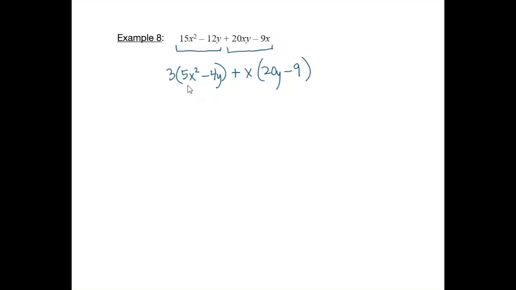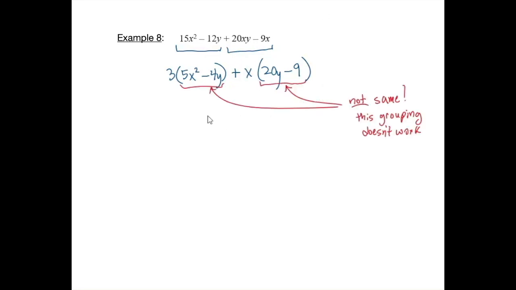Notice here that the expressions inside the parentheses are not equal. So we won't be able to continue factoring this with the grouping that we've used, because we will only be able to factor this out as a common factor if these expressions are equal. So let's try changing the order on these terms and get a different grouping. You can look at different pairs to see what kind of common factors you can get. The 15x squared and the 20xy have a common factor of 5 and x. The negative 12y and the negative 9x have a common factor of 3.